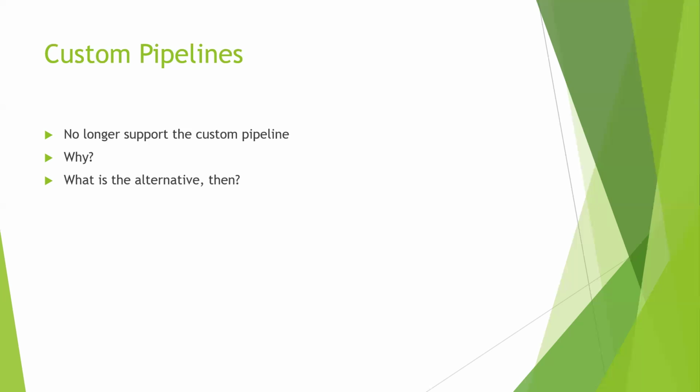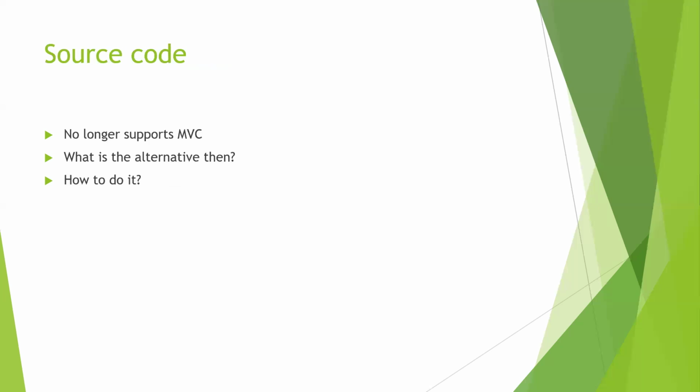We can write a hook and we can use whatever we want. That is the recommended and best way to migrate our pipelines. And the next thing is the source code. It's very important in our migration.